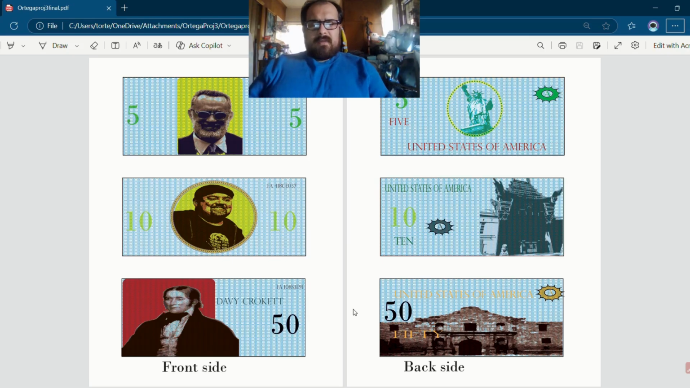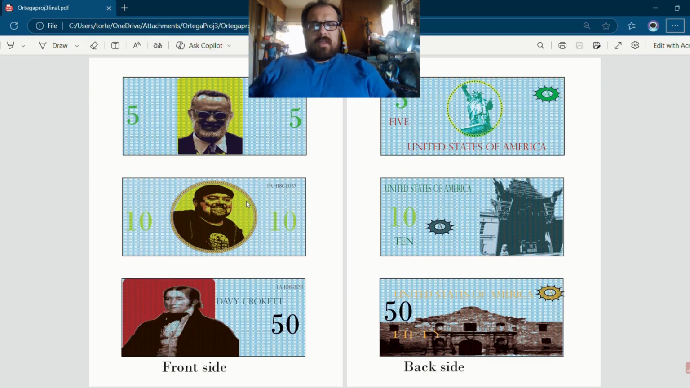However, for the $50 bill, I went with something more historical. I went with Davy Crockett, the man who was at the Alamo. And speaking of the Alamo, you can see it on the backside of the bill, where he represents the freedom of our own country, who also fought in the Mexican American War in order to free this part of our Texas side.